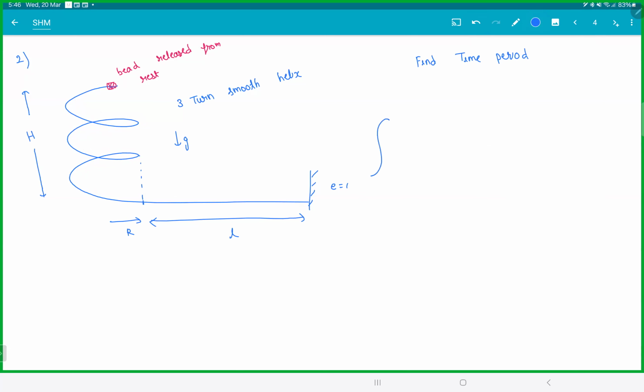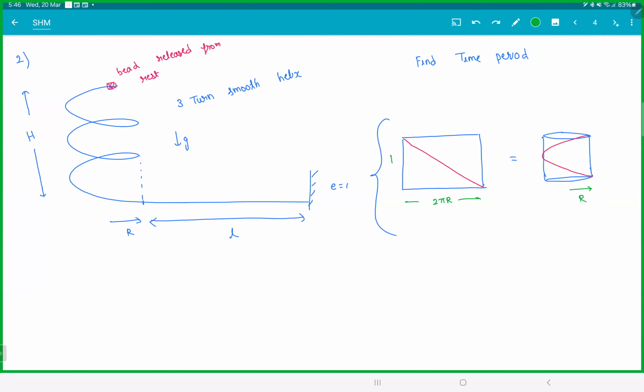Now, for people who don't know the property of the helix, we did this in kinematics. If you have a rectangle and if you draw a diagonal and if you fold this rectangle into a cylinder, what you get is a helix, where this is your radius. This will be 2 pi r. This is for 1 turn of the helix. If this was some height h, this cylinder's height will be h.